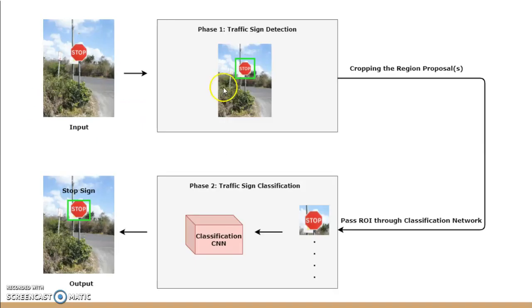So here we can see how the system works. My input image here, then we pass it through the traffic sign detector. After detecting the shape here, we crop the region of interest and pass it through the classification network. Here, this is my output. We got a stop sign in this example.